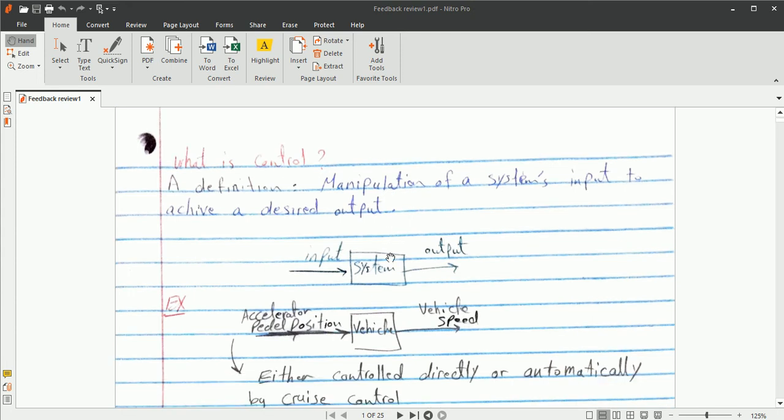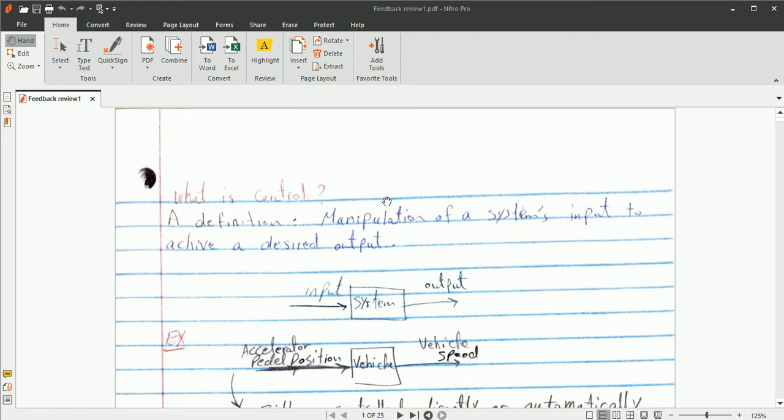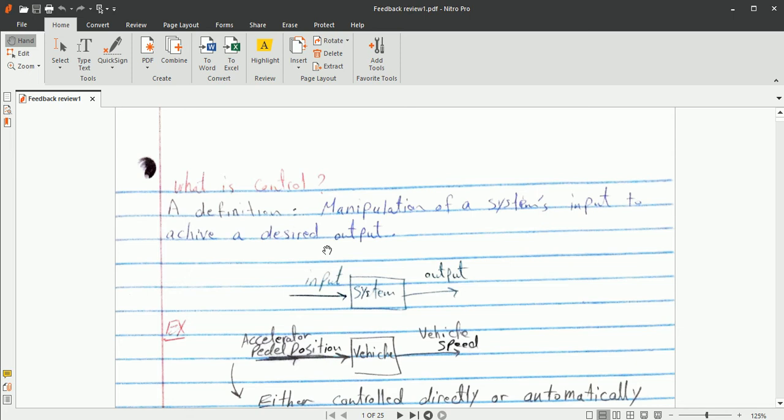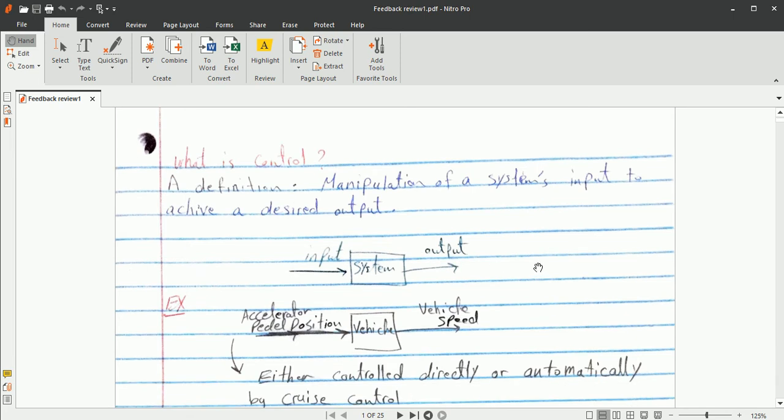Now we will discuss some of the basics of control systems from these notes, which are basically derived from the book Norman S. Nise, Control Systems Engineering, 6th edition. Okay, so what is control? A definition: manipulation of a system's input to achieve a desired output. You want a desired output. Basically, desired output comes from the feedback control, where we have a feedback, where we have a set point. As I already explained in the previous lecture, there are two types of control: feed forward and feedback.